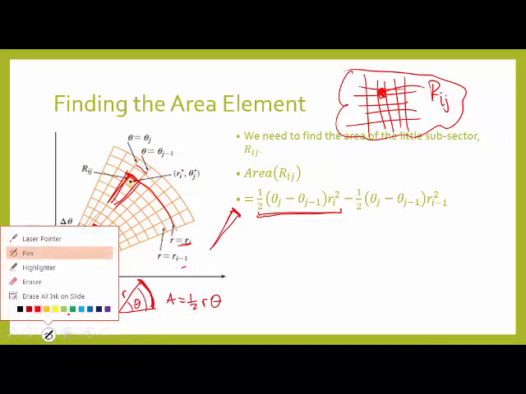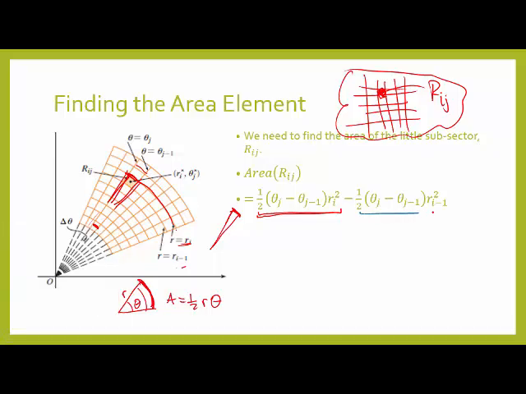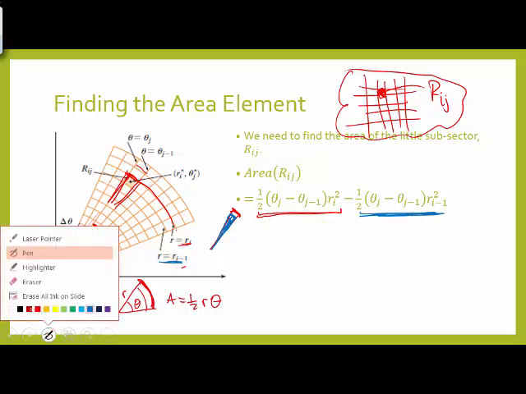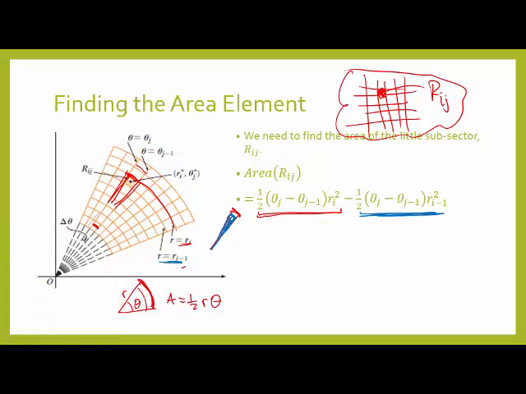Now the second one is looking at pretty much the same angle, except you're one little subsector short. So you're taking away this bit over here. What you're going to have left is exactly this area that we're looking for here.